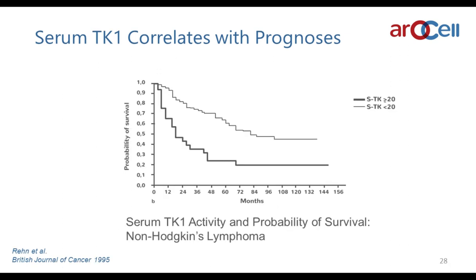Similarly, in non-Hodgkin's lymphoma, in those who have a low level, you can see that 50% of those survive around, again, about 6 or 7 years, whereas those who have a high level survive, again, only about a year. Note that the level of TK1 is different. This is because of the different cell types involved and the different patient populations.